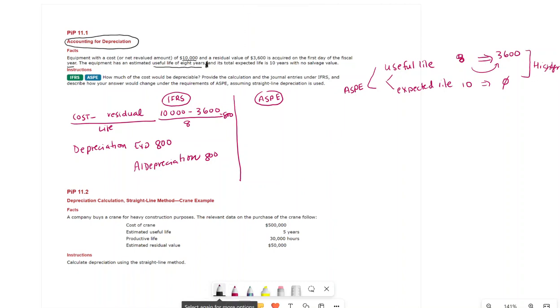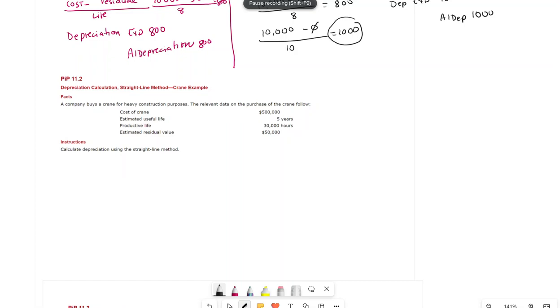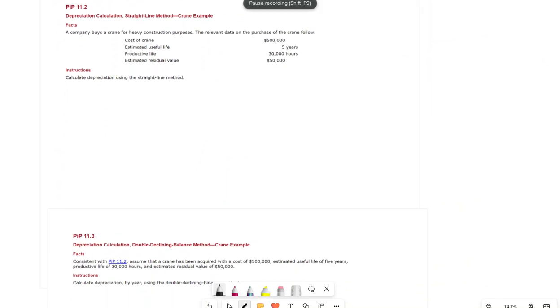Then going further, we're going to go to ASPE. If you go to your ASPE 1, we will do the same as we did under IFRS. 3,600 divided by the 8, it will be my 800. Under ASPE, we need to do another calculation to figure out where there's a greater depreciation, and that will be my 1,000. So this gives us a greater depreciation under ASPE. Our entry will be for depreciation expense and accumulated depreciation for $1,000. If they start using this, they will continue using it for the 10 years under ASPE. Of course we take the greater, and that will be my entry under ASPE.